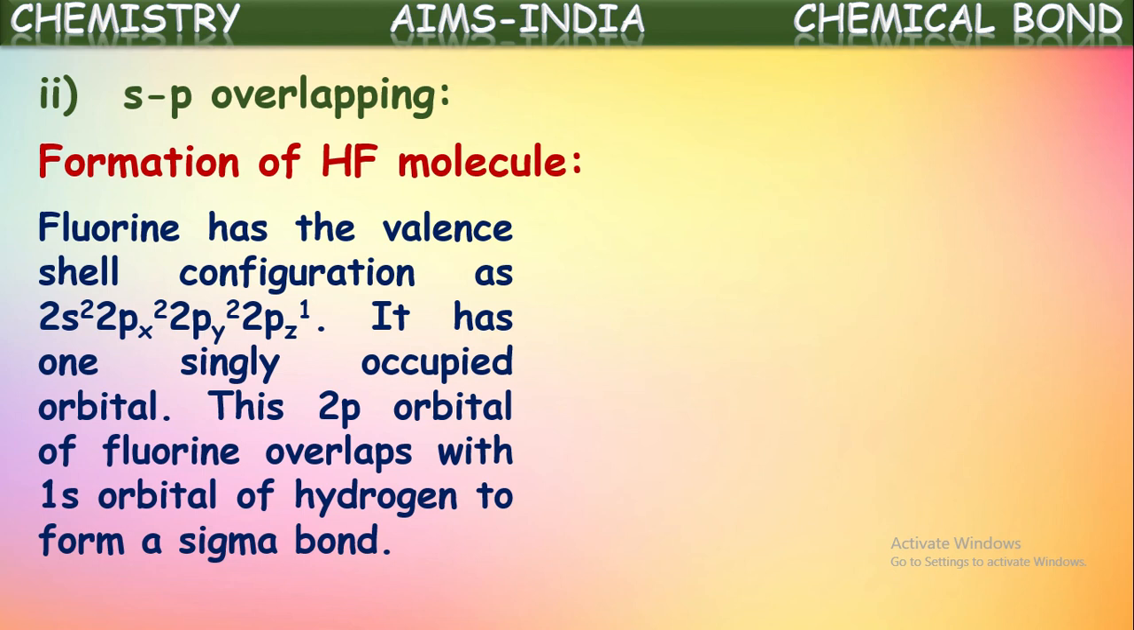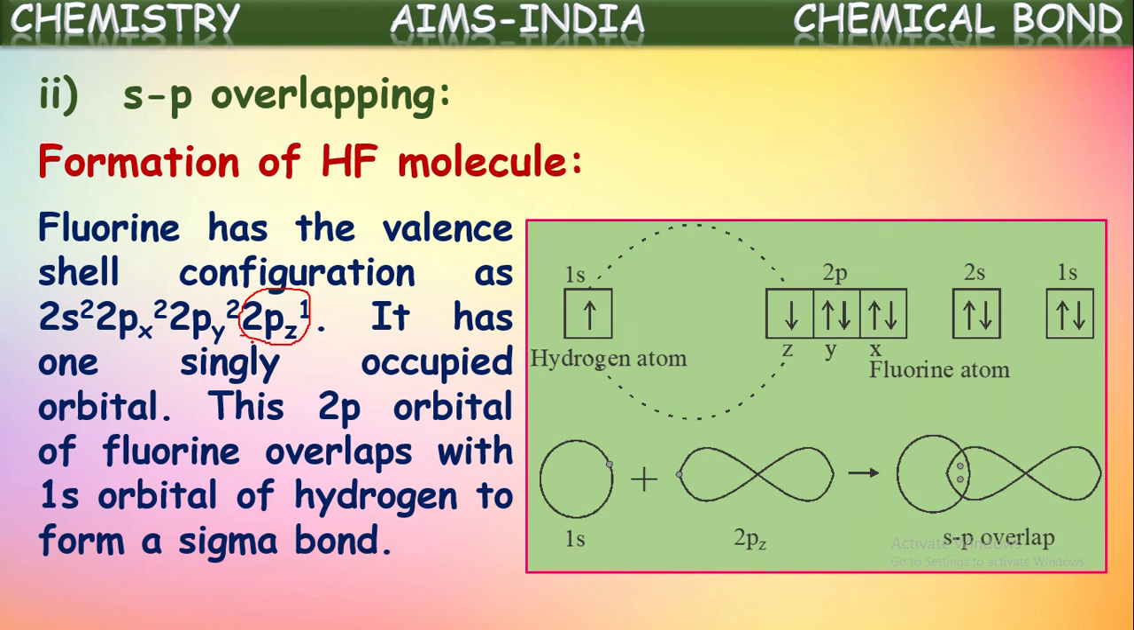So out of these 7 valence electrons, it has only one electron in the single state, isn't it? Remaining all electrons are paired. Only there is one unpaired electron. It has one singly occupied orbital, that is the 2pz orbital, isn't it? This 2pz orbital of fluorine overlaps with the 1s orbital of hydrogen. Here hydrogen has one electron in its 1s orbital, so the 1s orbital is singly occupied. When this 2pz orbital and the 1s orbital of hydrogen approach each other, they overlap each other and form a sigma bond.